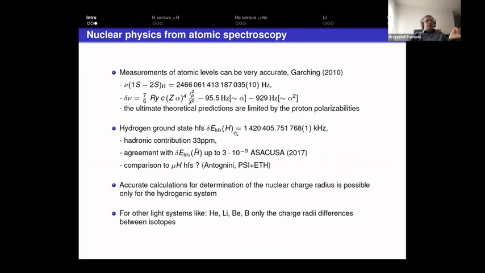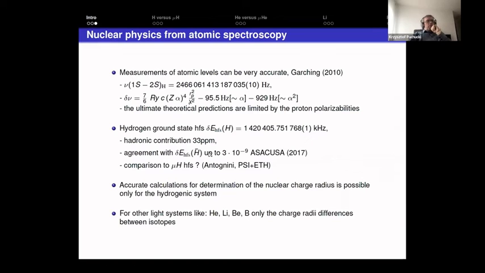Similarly, for the hyperfine splitting, we can also determine the nuclear structure and obtain the Zemach radius. In fact, for hydrogenic systems, the hadronic contribution of the proton nuclear structure is of the order of 10 to the minus 5. It's much more significant.